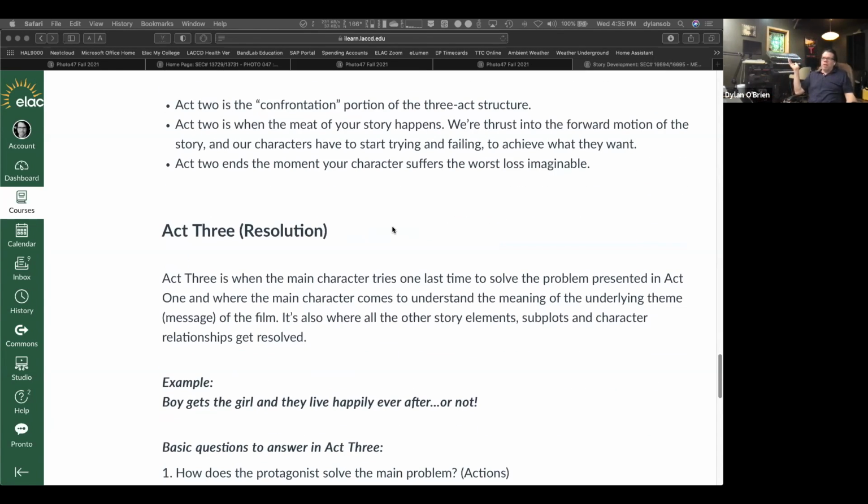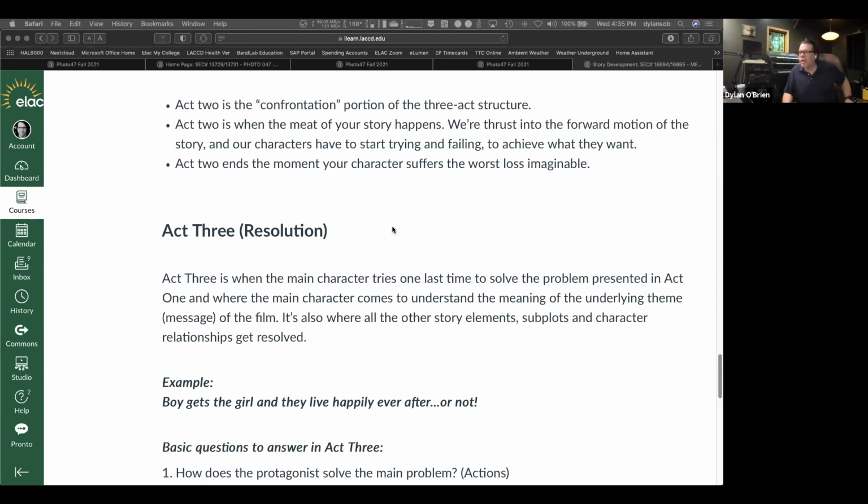Act 3 is when the main character tries one last time to solve the problem presented in Act 1, and where the main character comes to the understanding of the meaning of the underlying theme, that message you were trying to create in your movie. What's that underlying theme? This is when the aha moment happens, when your main character suddenly realizes what's going on, what it's about.